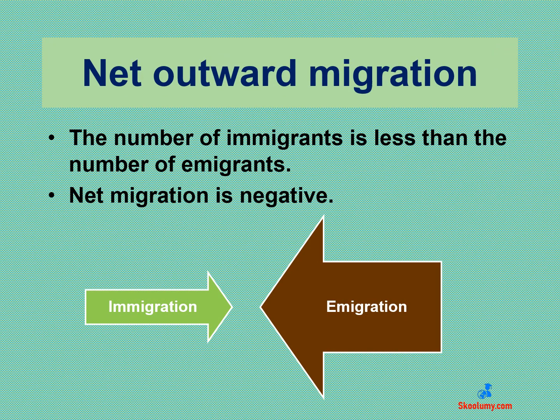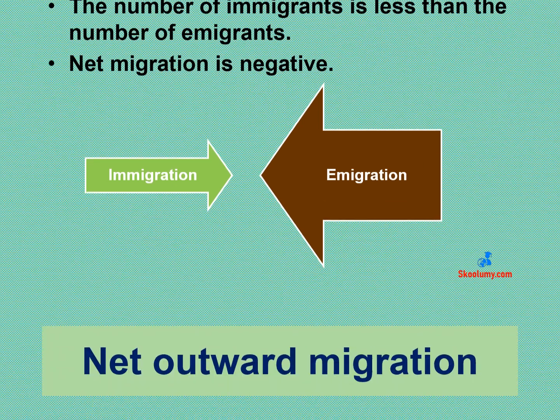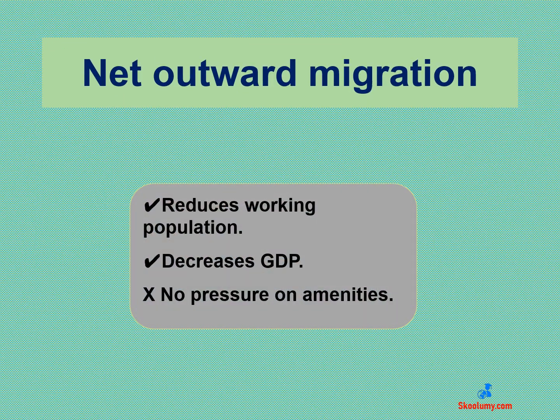Net outward migration. It means the number of immigrants is less than the number of emigrants. Net migration is negative, which implies that the population decreases as more people are leaving than coming in. What are the effects of net outward migration? It reduces the working population. This will reduce the total output, or GDP, of the economy. However, there will not be pressure on the amenities such as hospitals, housing and schools.